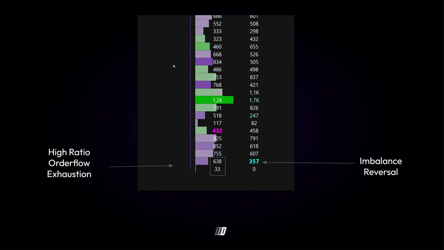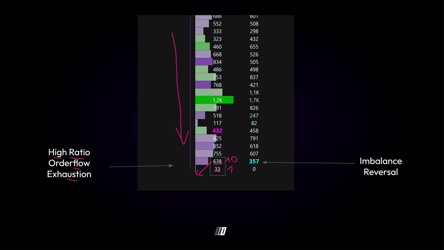So the first thing you will see is on the sell side, so where we're coming from. What you want to see as a form of exhaustion, you want to see this number and this number having a higher ratio than 10 to 1. In this case, we have it. This is a high ratio order flow exhaustion. So there's an exhaustion in selling activity.